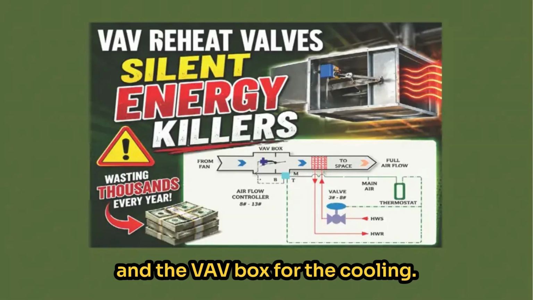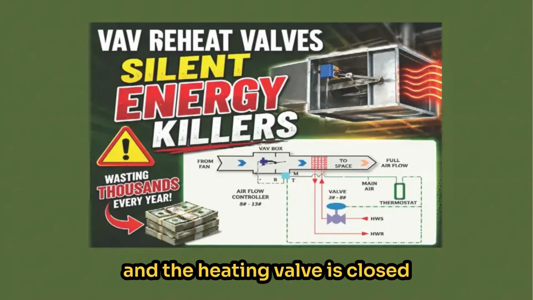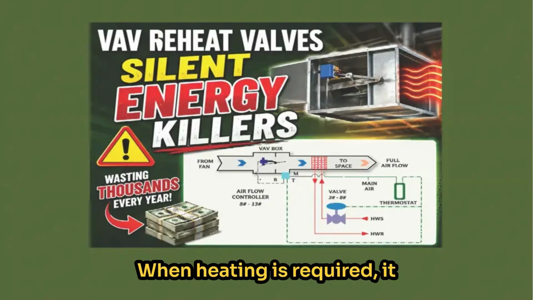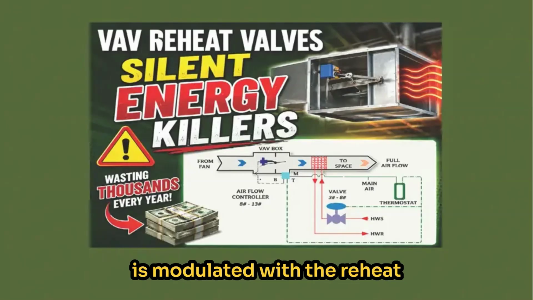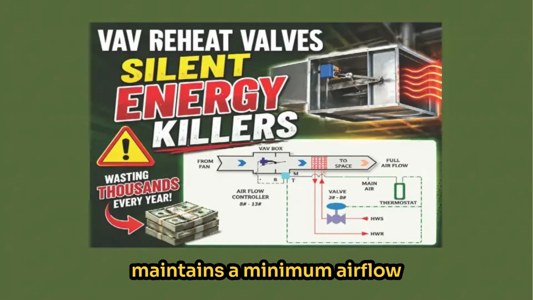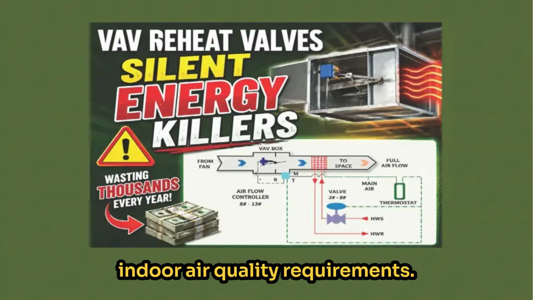for the cooling. When cooling is required, the thermostat increases airflow through the VAV box, and the heating valve is closed at that time, so there's no conflict of cooling and heating. When heating is required, it is modulated with the reheat valve, and the VAV box also maintains the minimum airflow setting to satisfy ventilation and indoor air quality requirements.